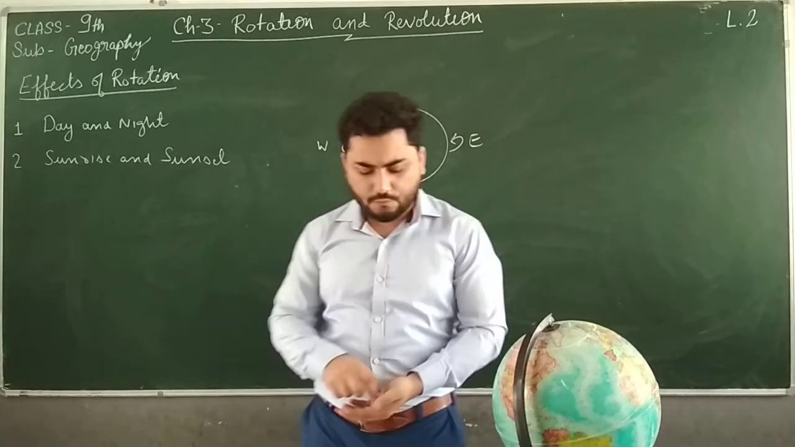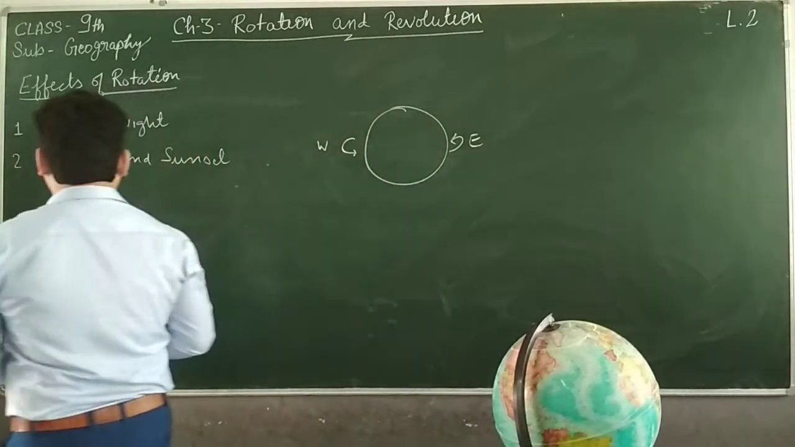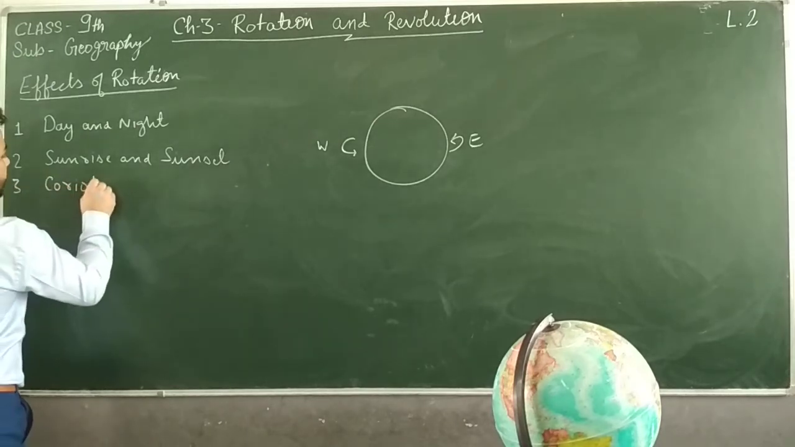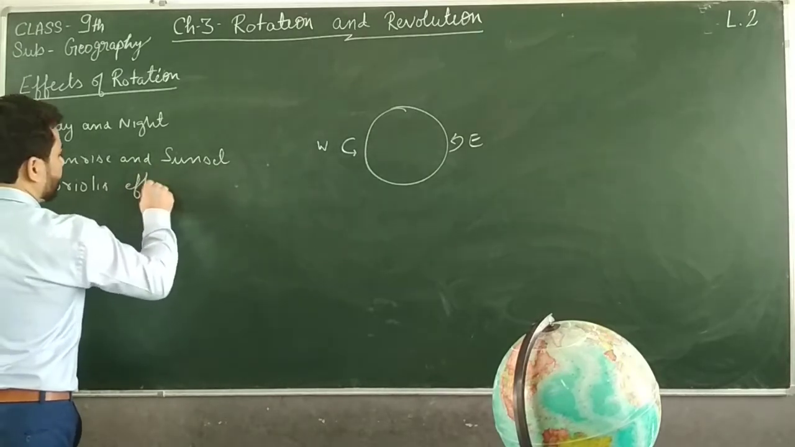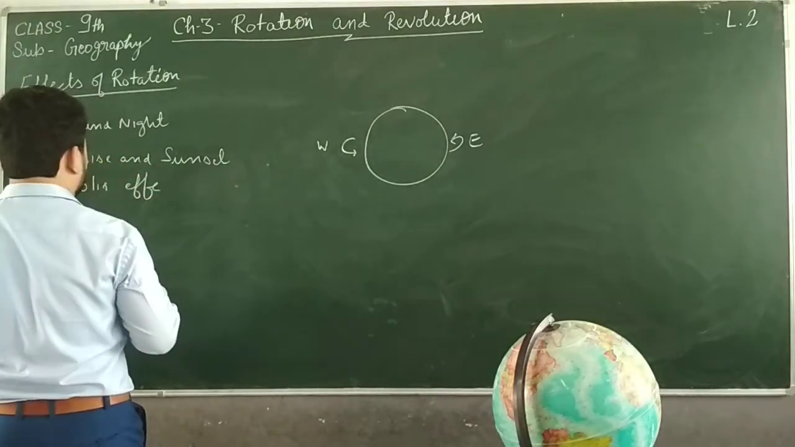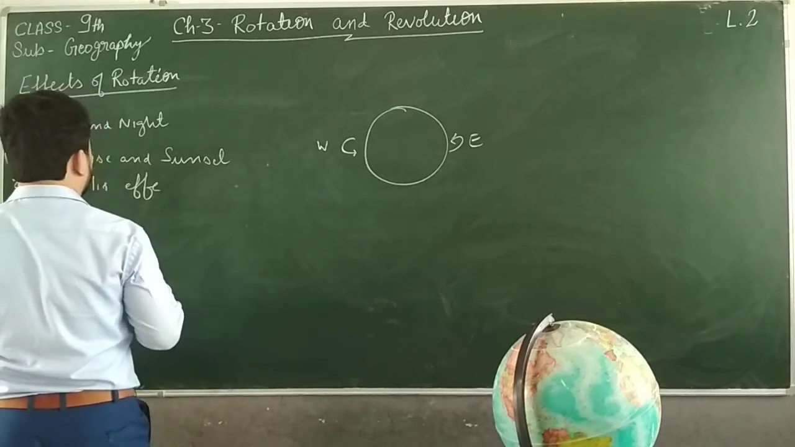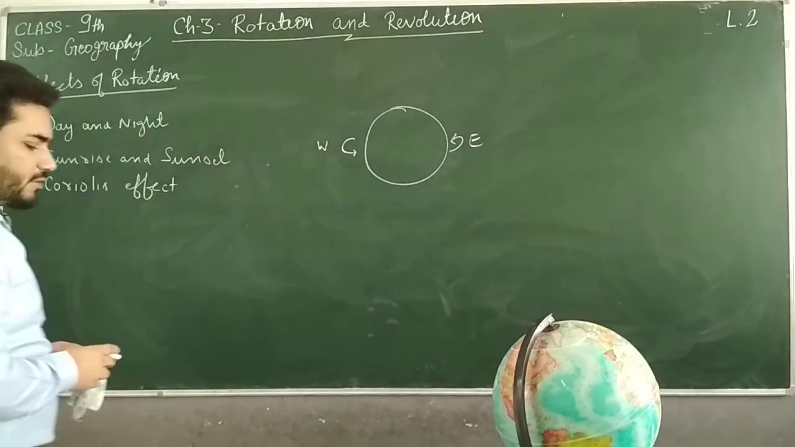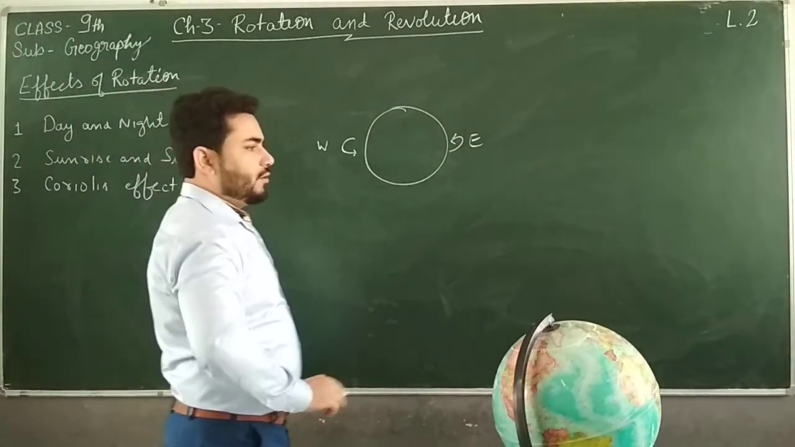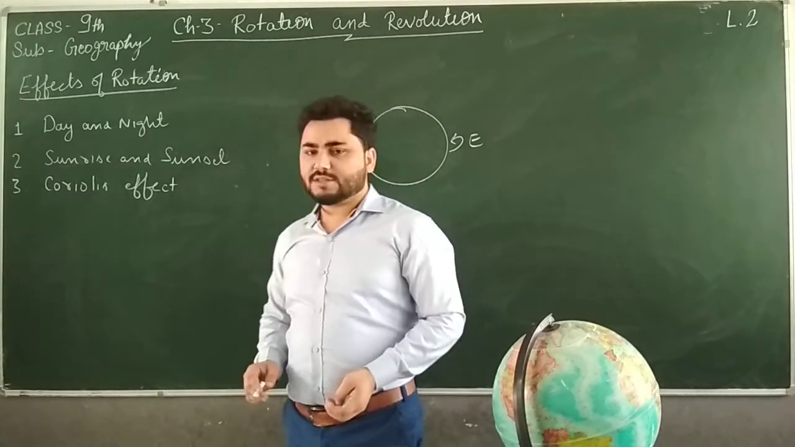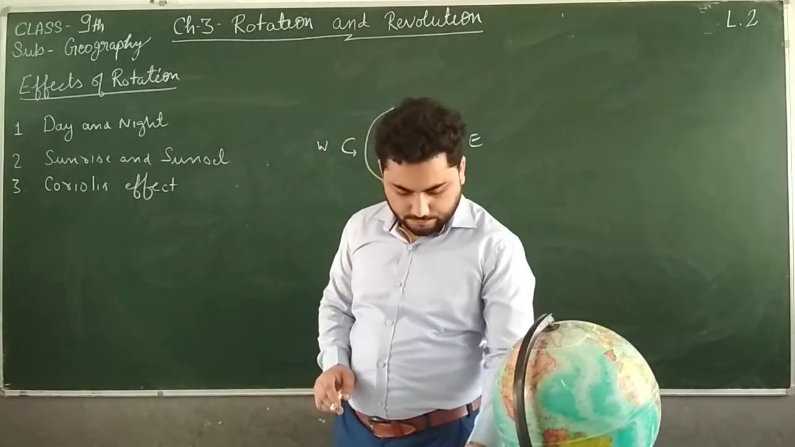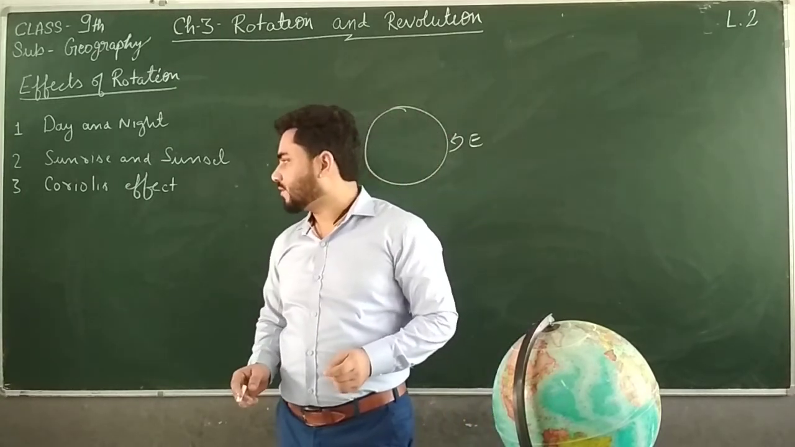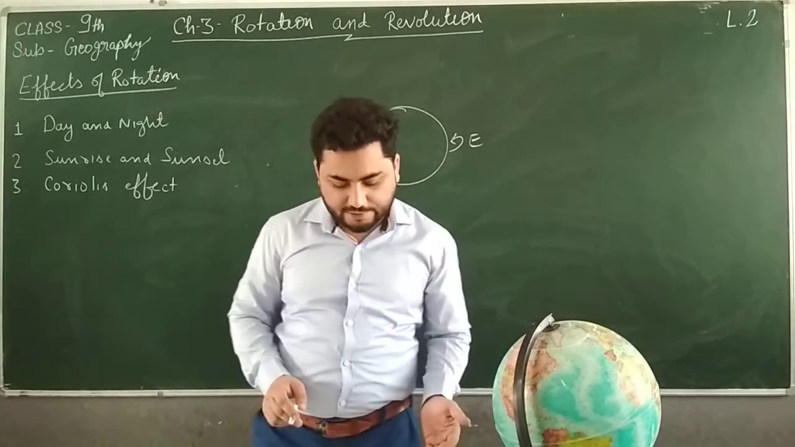So it is clear. Now we will study the third thing, which is very, very important, that is the Coriolis effect. This you need to understand properly. The Coriolis effect was given by G. Coriolis. G. Coriolis was a geographer or a scientist, you can say. Right. Now, what is this Coriolis effect?